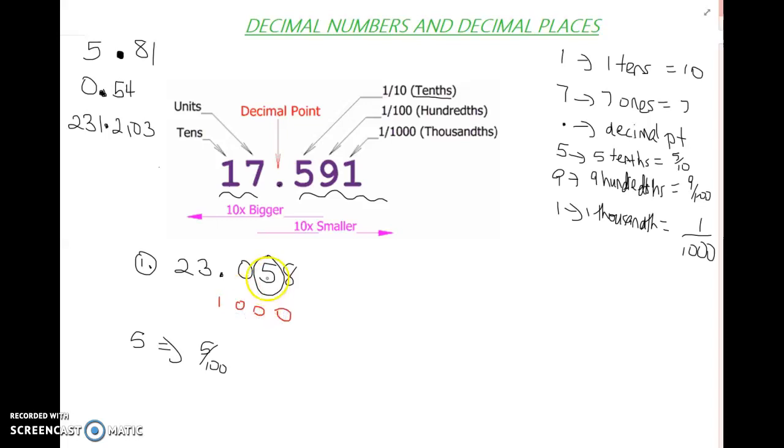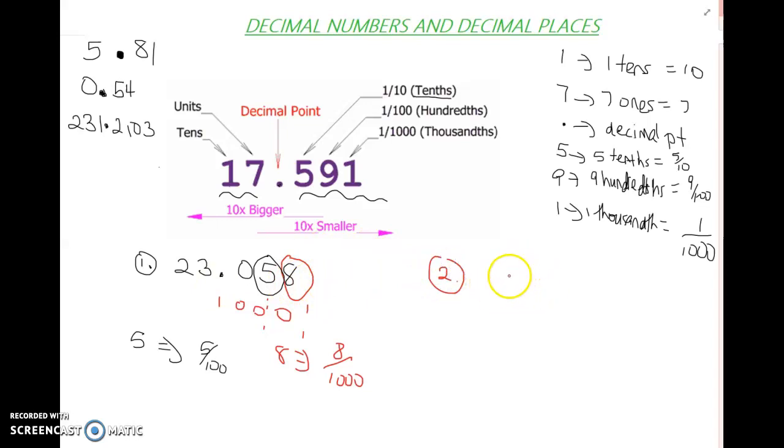So you see how this shows for the 5. The 5 will stop right here, right? So that's 5 over 100. The value of the 8, the 8 stops right here, right? So that'll be 8 over 1000. Well, the 0 has no value, right? 0 over 100, that's nothing. So let's look at another one.